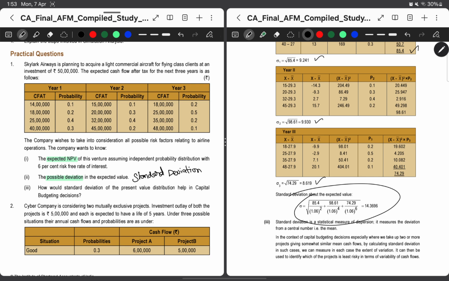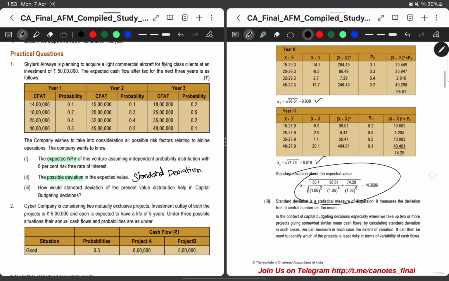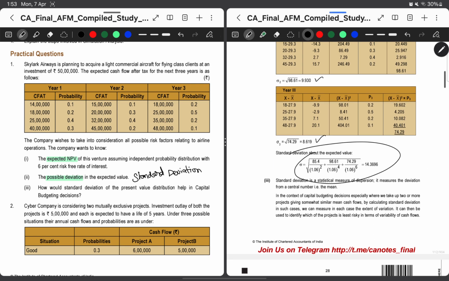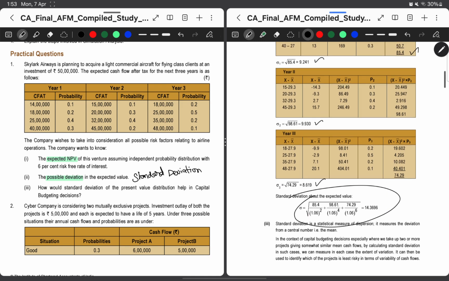I'll clearly explain in a separate video if you guys want, but as of now we can go with this formula itself. So we just take the root of the variance of the 3 years, with the first year divided by the discount rate into 2. So for the first year 1 into 2, for the second year 2 into 2, then for the third year 3 into 2, by which we get 14.3696.